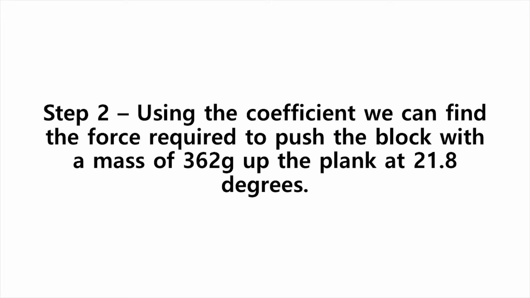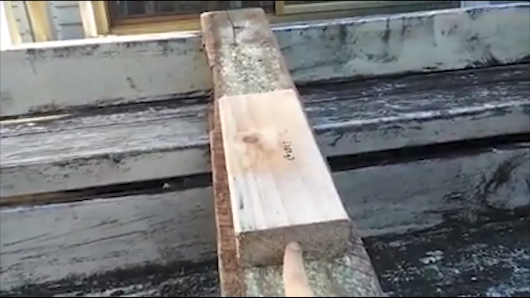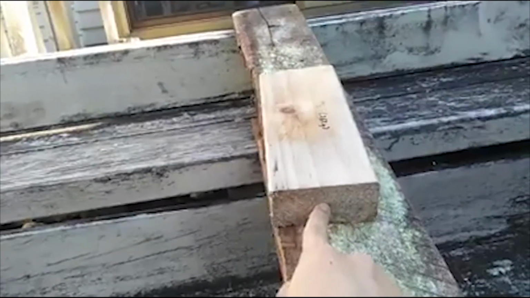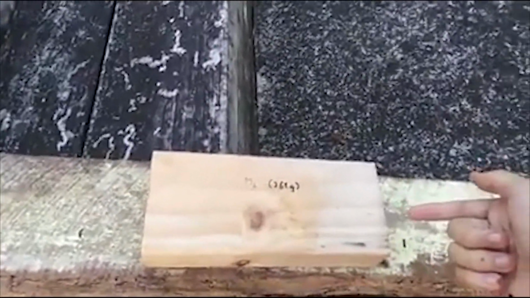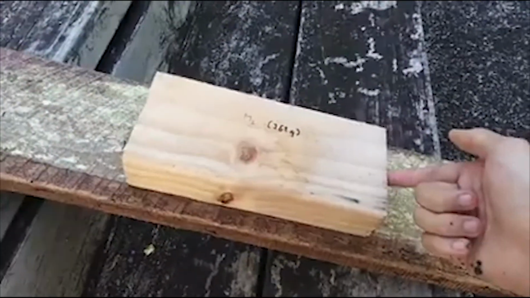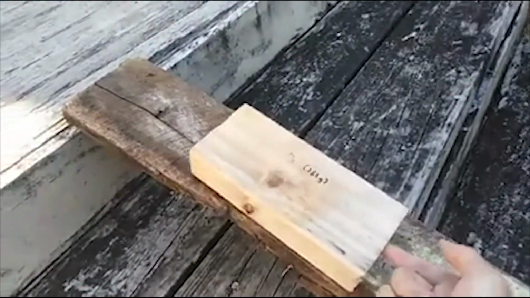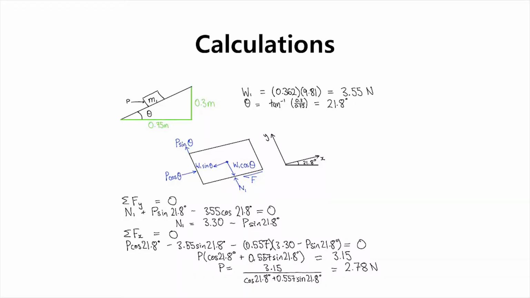Now that we have found the coefficient of friction, we can find the minimum force that is required to push the 362-gram wooden block up the plank at an angle of 21.8 degrees. The video shows us the block being pushed up the wooden plank at an angle of 21.8 degrees. The mass of the block is 362 grams, and so the weight of the block is 3.55 newtons.